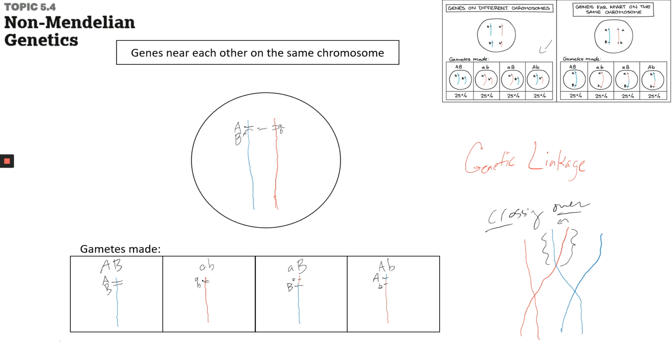So my question to you is, are we still going to get 25%, 25%, 25%, 25%? And the answer to that is, in this case, no, we won't get 25%. We will not get 25% of each of these because these genes are linked. We might even get something as drastic as, let's say 49% of these gametes, 49% of these, and then 1% and 1% if they're close enough, right? What this means is you're going to see a lot less of these specific gametes.